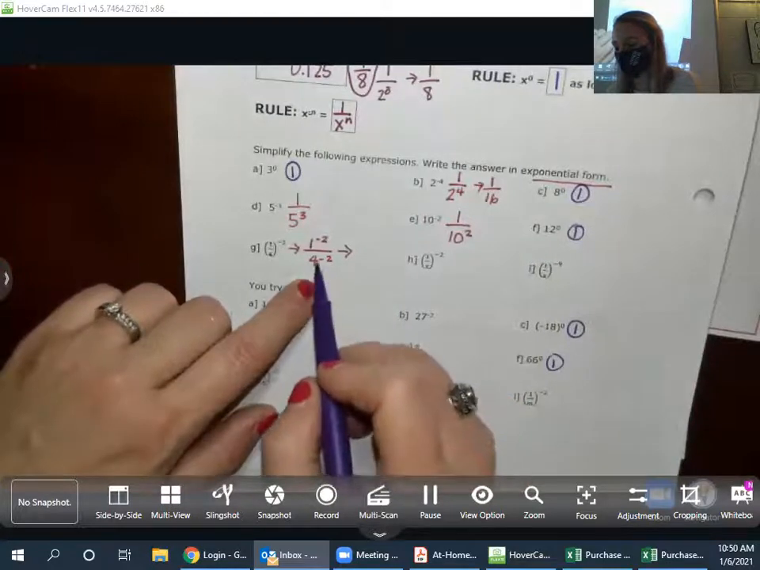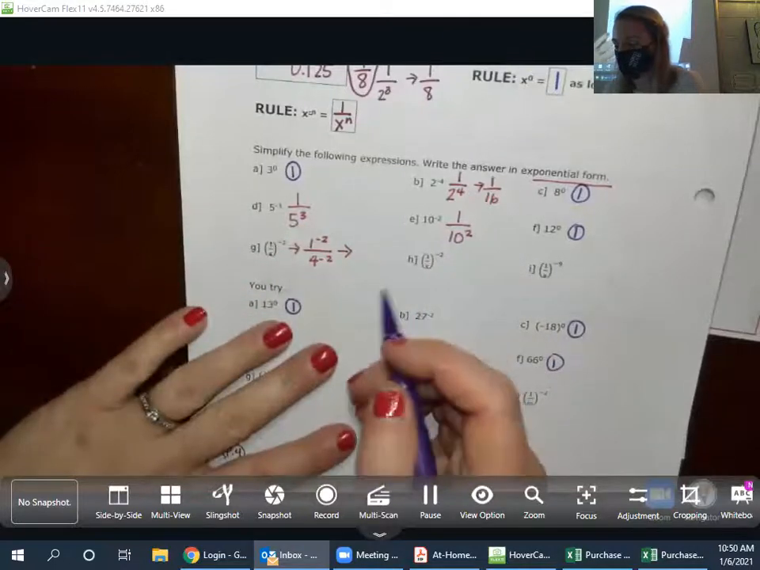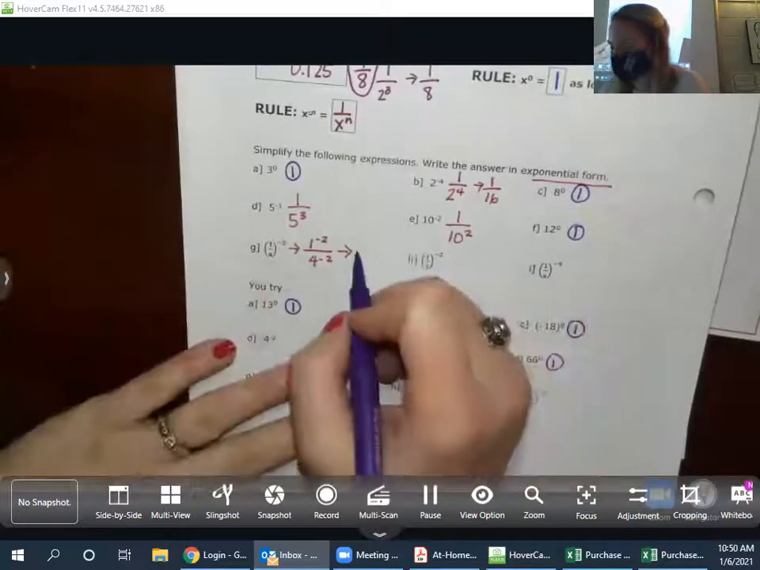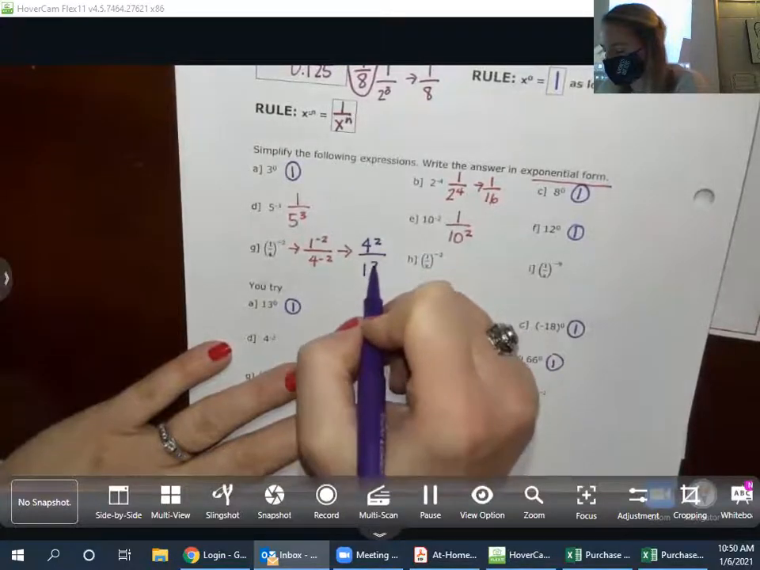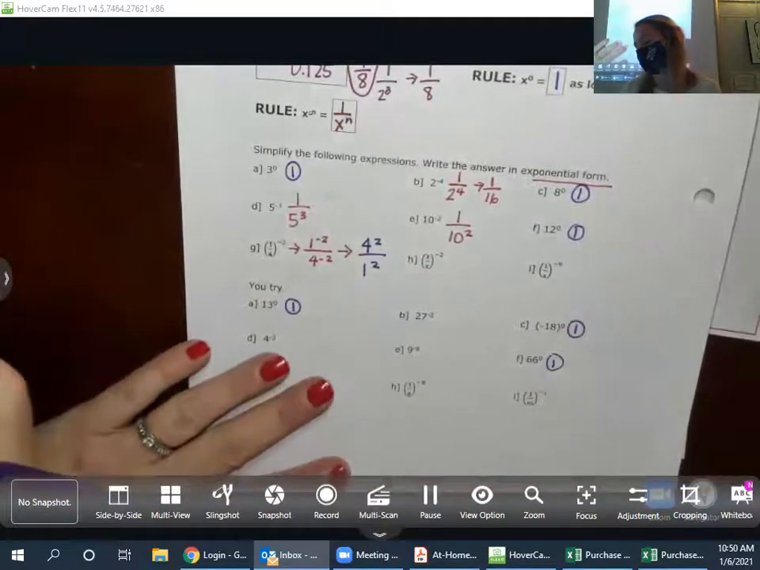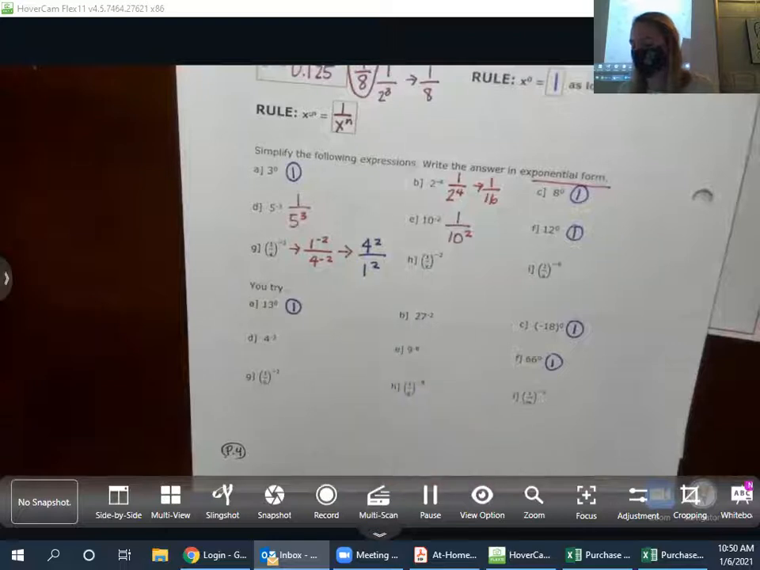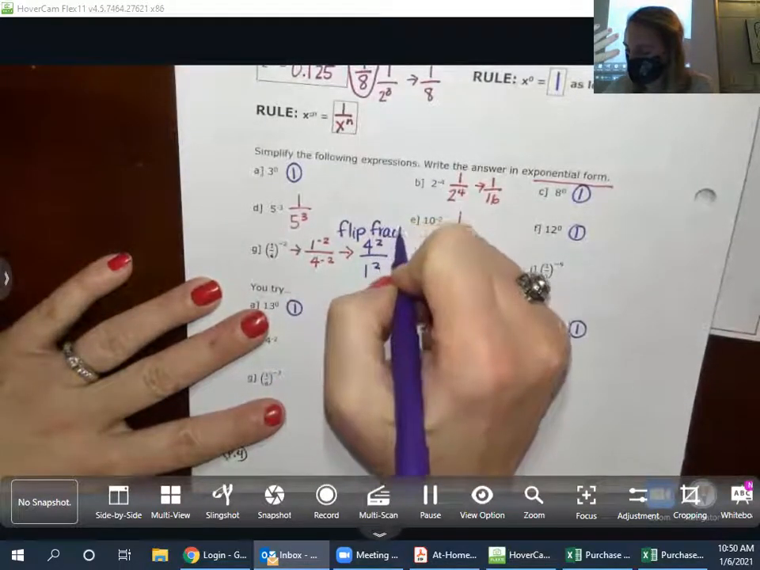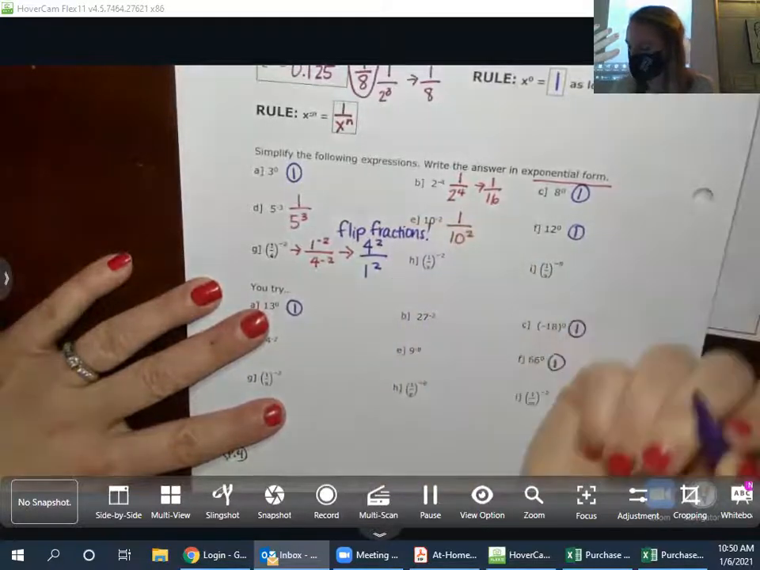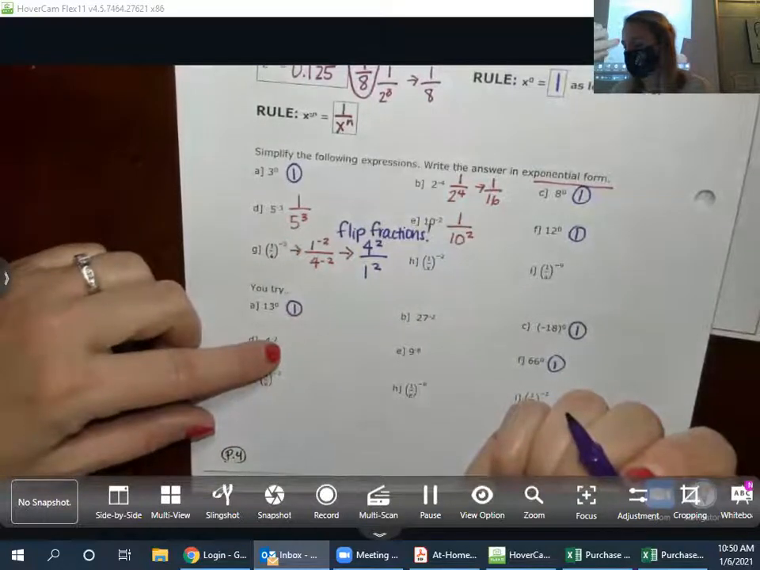So you move it to the bottom, but you have to do something with what's on the bottom already. You have to do something with this 4 to the negative 2. To make it positive, you actually move it to the top. So it's like it flips. So this becomes 4 to the 2nd, and this becomes 1 to the 2nd. And when you flip them, it takes off the negative sign. So if there's ever a fraction, you flip it. Okay.